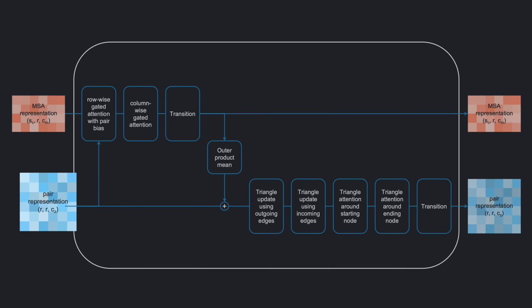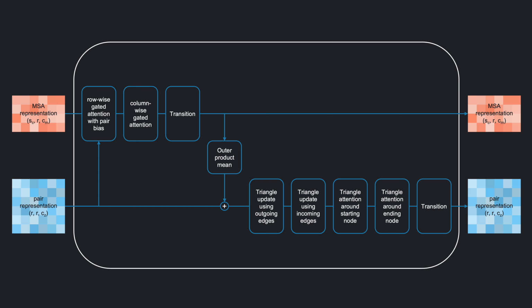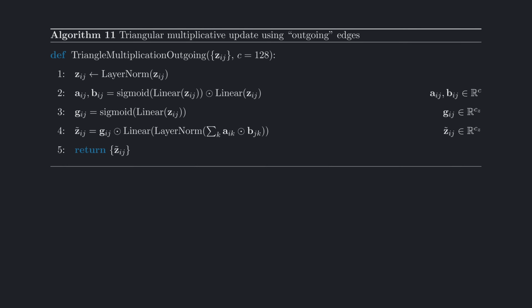With this theory, let's look at the pair stack. We can see that the first and third block are using outgoing edges or attention around the starting node, which we identified as row-wise operations, while the other triangle updates use the incoming edges or attention around the ending node, which are column-wise operations. The multiplicative update starts with a few steps to create two embeddings A and B from the pair representation. They are computed as a linear embedding times a gate-like linear sigmoid embedding. The module also creates an output gate G that's multiplied against the layer's output.